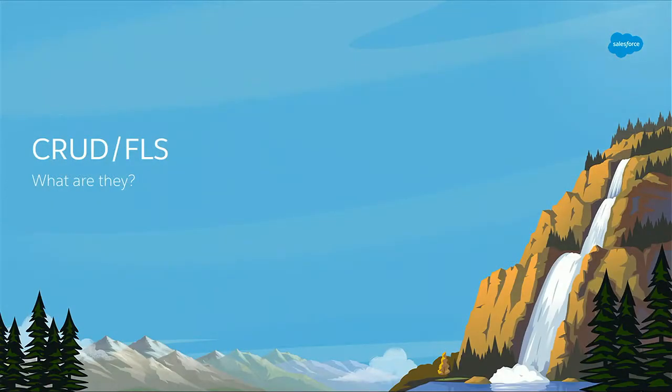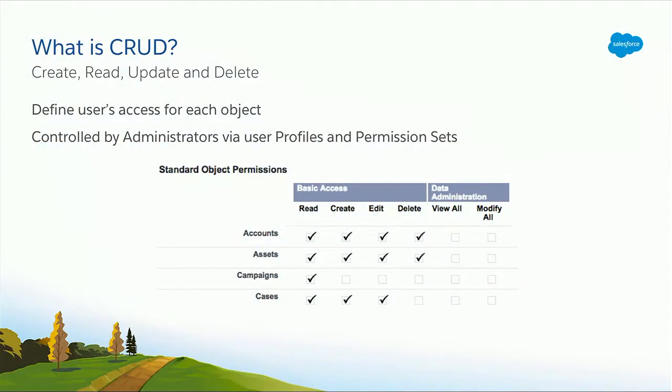So CRUD and FLS. What is CRUD and FLS? Again, CRUD stands for create, read, update, and delete. It defines users' access to objects, and it's controlled by the administrators in the settings via profiles and permission sets. The screenshot there shows standard object permissions. If you go into settings in your org and look at a specific profile, this is the checkbox layout that you'll see. For this particular user, you can do all the operations on accounts. However, you can only read campaigns.